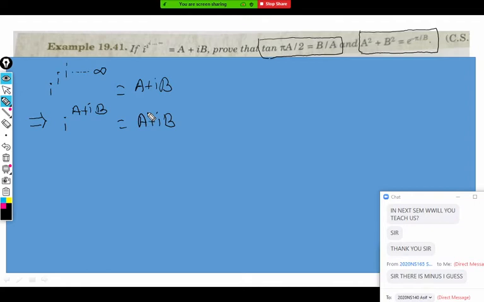And now our aim is to get a and b. To get a and b, we should take a log on both sides. Again, in the required answers, there is no 2k pi or 2n pi. So we should take... Sir, how are we equating i raised to a plus ib is equal to a plus ib? Okay, let me tell you.